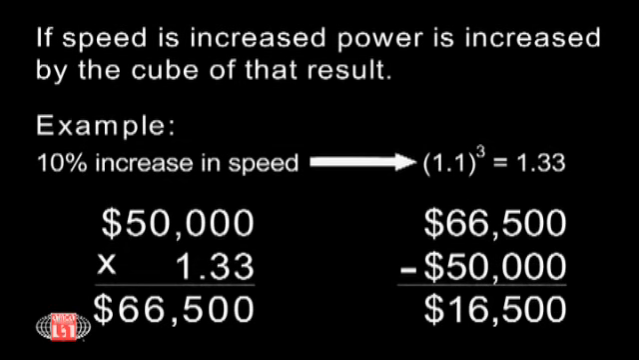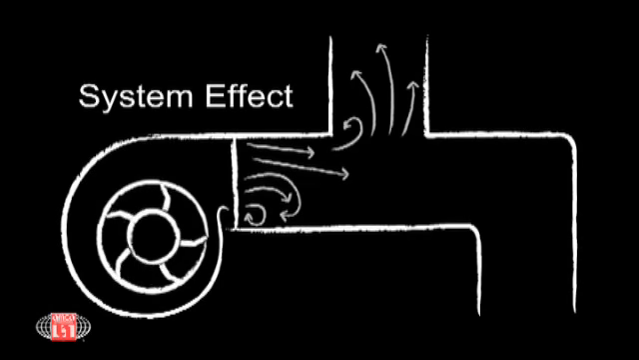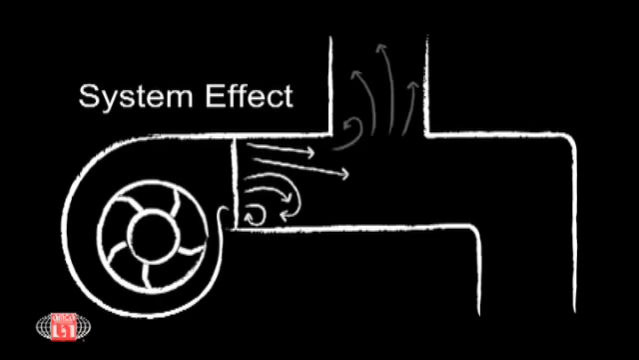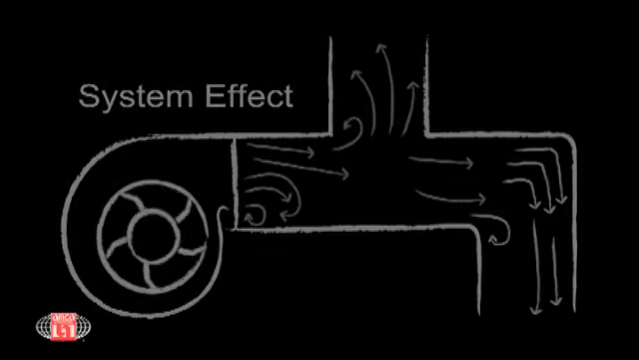Or consider a second example of a 100 brake horsepower fan that costs $50,000 per year to operate. A 10% increase in speed to compensate for system effect will result in an over $16,000 operating cost increase per year. And that's just for one fan. In addition to cost increases, there are other real dangers to be considered before simply increasing the speed of a fan to overcome system effect.